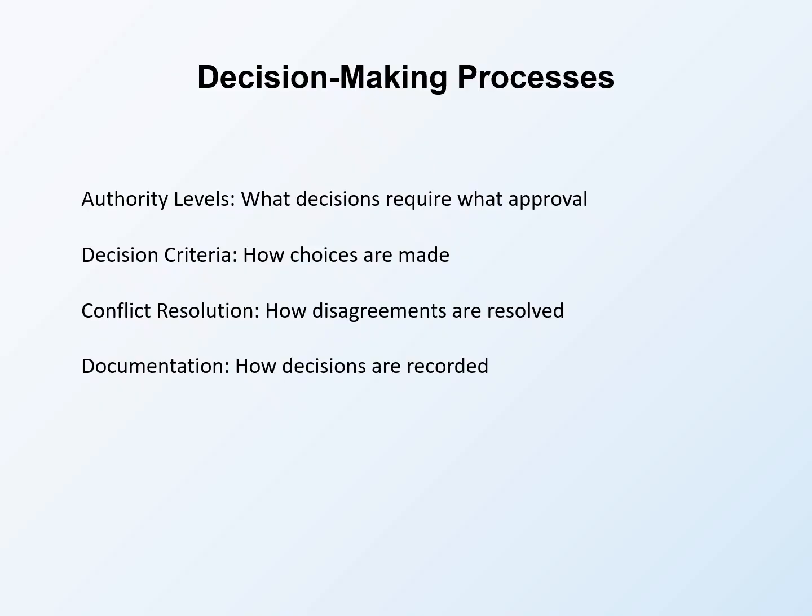Documentation requirements specify how decisions will be recorded and communicated. Important decisions should be documented for accountability and institutional memory. Describe your systems for recording and sharing decisions. Timeline expectations indicate how quickly decisions will be made. Grant-funded projects often operate on tight timelines. Describe your commitment to timely decision-making that keeps implementation on track.